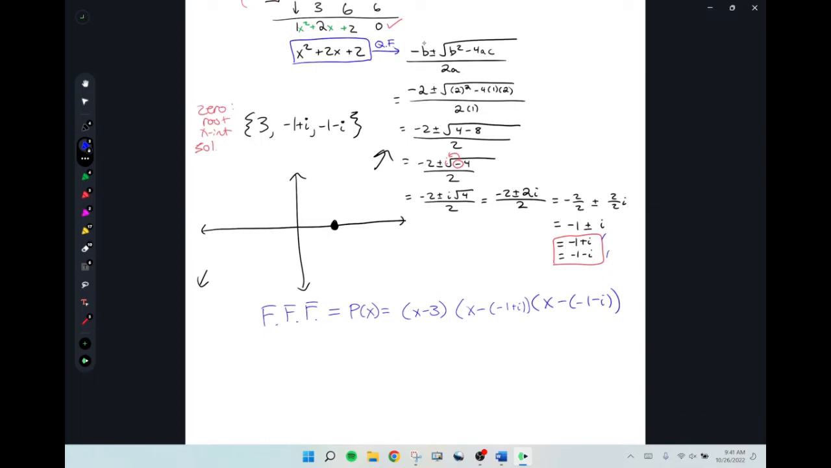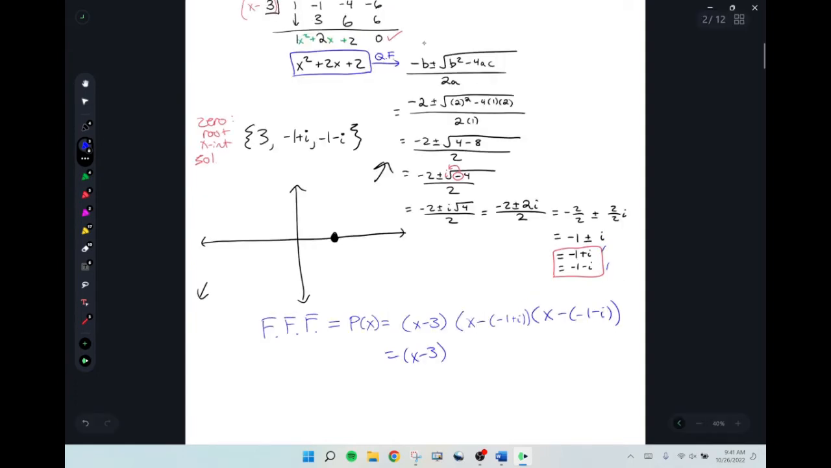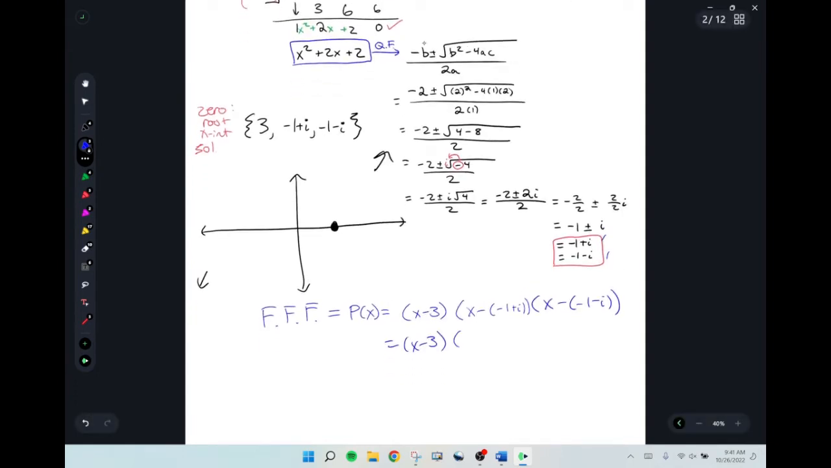That is the fully factored form. That's why sometimes it asks for it. Or if it asks you for the fully factored non-complex form, you would stop a step earlier. Sometimes they'll say fully factored form with complex numbers, and sometimes fully factored form without complex numbers. You would stop a step earlier at this x squared plus 2x plus 2 step that I'm pointing to up there.